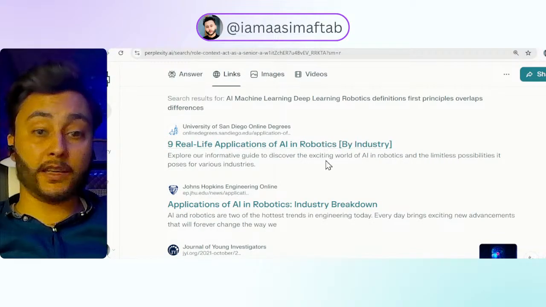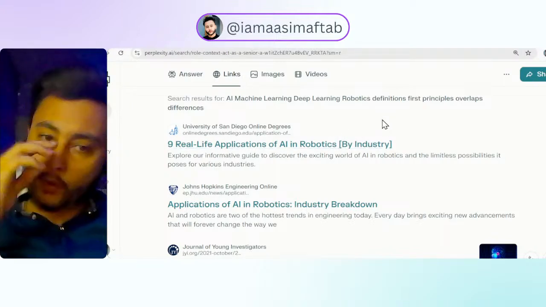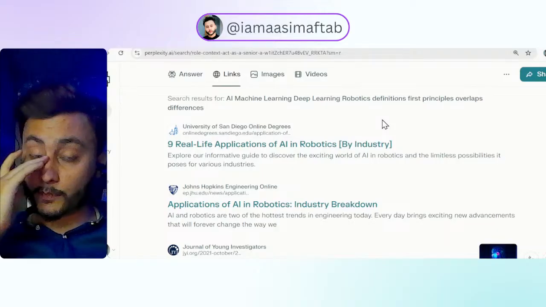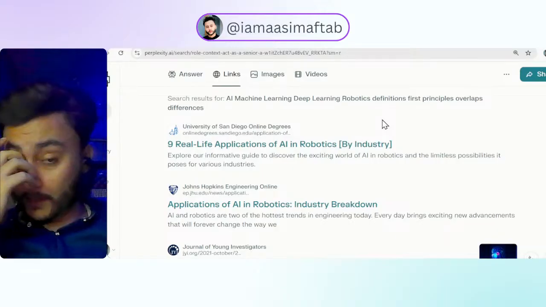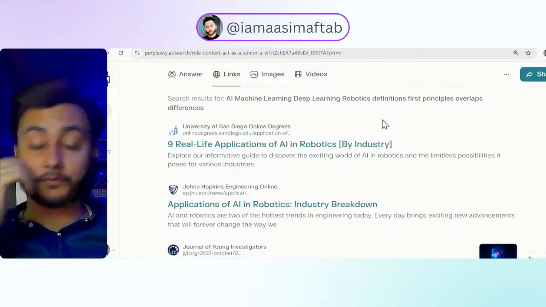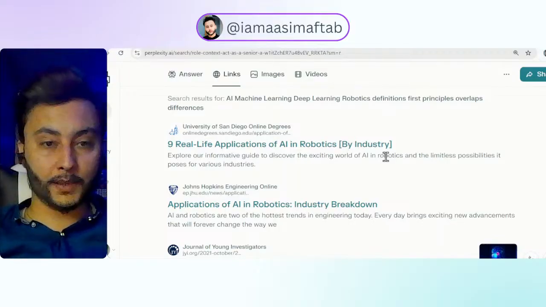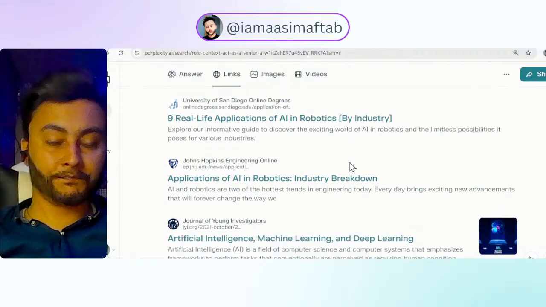By the way, Perplexity is going for Google. I would not be surprised if Perplexity is hired by Google. It's bought by Google. But for now, the founder of Perplexity AI is not selling the company. He's a very tough guy.